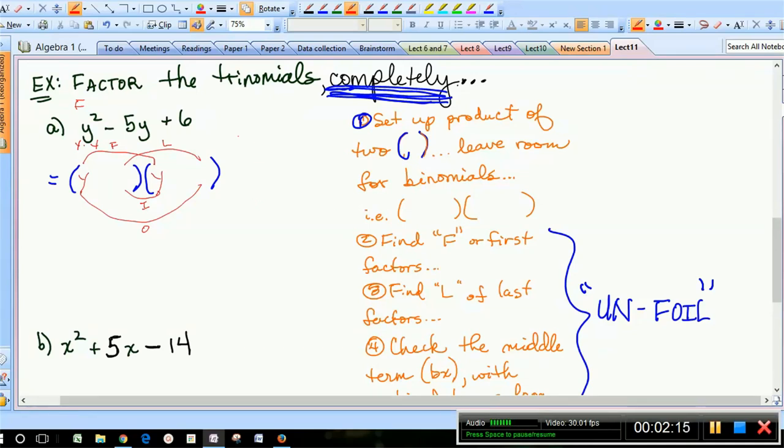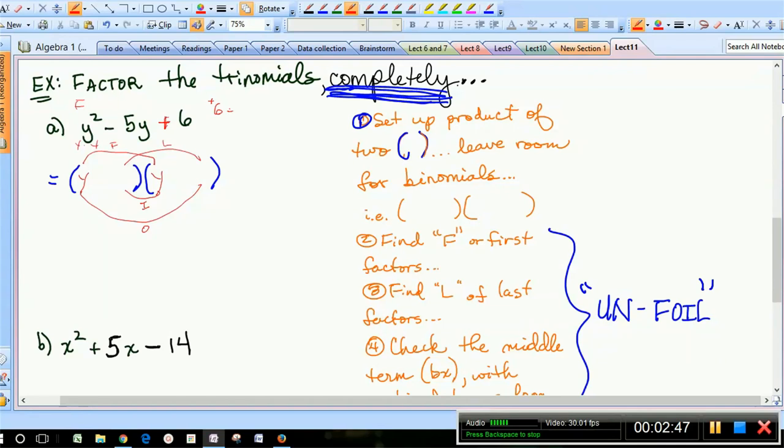In addition to that, I'm saying that because also when I multiplied the two factors to get my last, the L in FOIL, I must have multiplied two things with the same sign. Either I said negative times a negative to get me a positive, or a positive times a positive. Either way, whatever it was gave me a positive 6. So remember, we could have multiplied to get a positive 6.